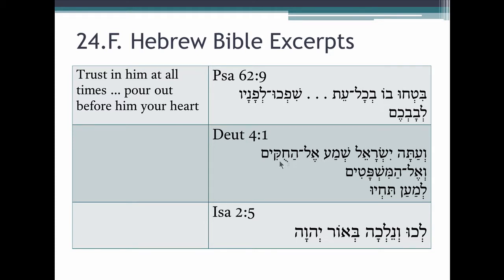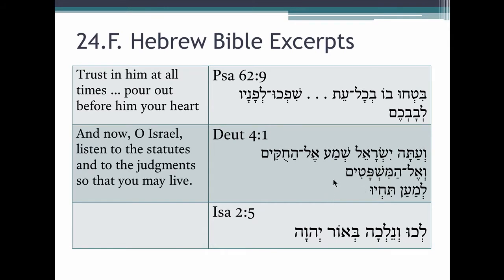ha-chukim, the statutes, ve'el, and to the judgments, ha-mishpatim. So, and now, O Israel, listen to the statutes and to the judgments, lema'an, so that you might live. Chaya, to be alive, okay? So now, Israel, listen to the statutes and to the judgments so that you might live.